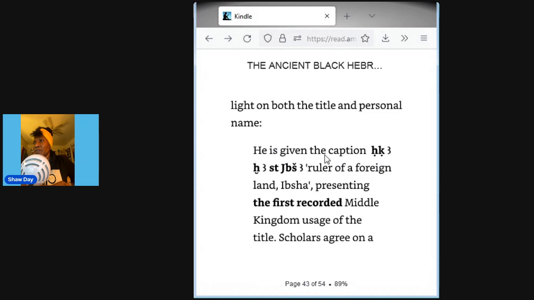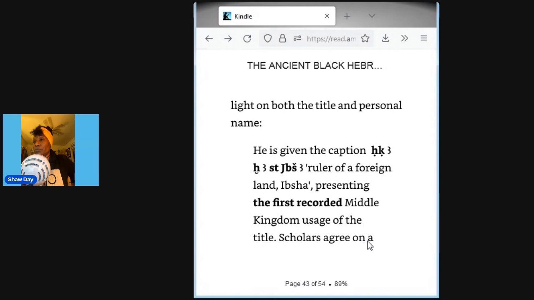It says he is given the title of HK, whatever that is. I guess it's a name. Ruler of a foreign land, Abishai, representing the first recorded Middle Kingdom usage of the title. So this, I guess, is in Egyptian, the Middle Kingdom. I'm assuming that's what he's talking about.